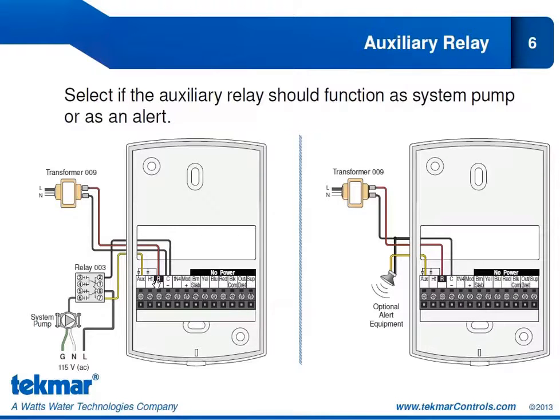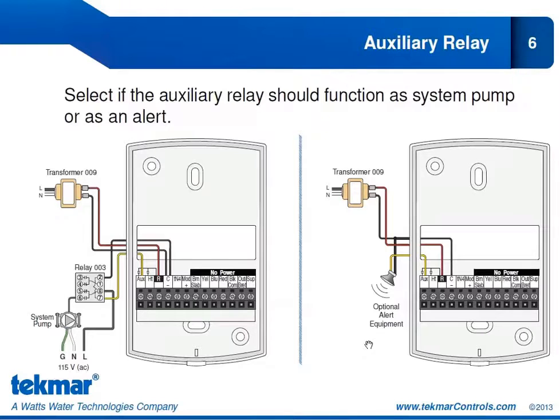And of course, we need line voltage to operate our pumps. So we're going to use the isolation relay, and that in turn will allow the pump to operate on the 120-volt circuit whenever that auxiliary relay closes. On the other side, we can connect the auxiliary relay to some optional alert equipment.